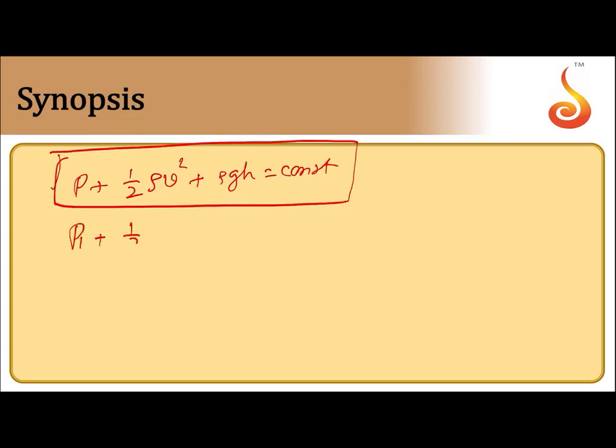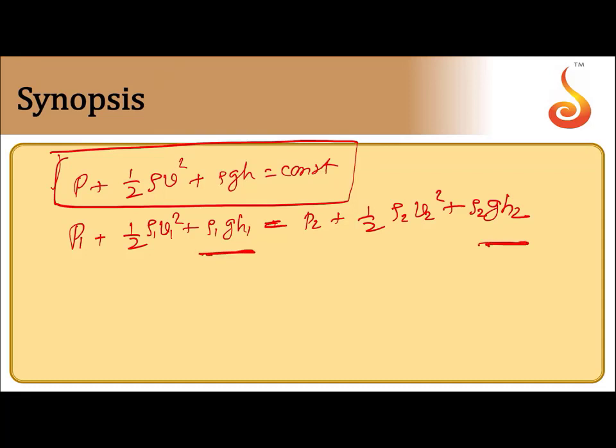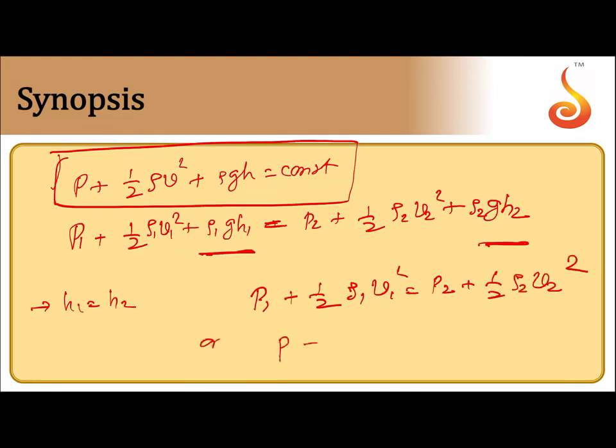Many times this is written as P1 plus half rho 1 V1 square plus rho 1 GH1 is equal to P2 plus half rho 2 V2 square plus rho 2 GH2. This is constant. If the liquid is flowing at the same horizontal level, then even rho GH becomes constant. That means if H1 is equal to H2, we have P1 plus half rho 1 V1 square is equal to P2 plus half rho 2 V2 square. That means we can also write it like this: P plus half rho V square is equal to constant.